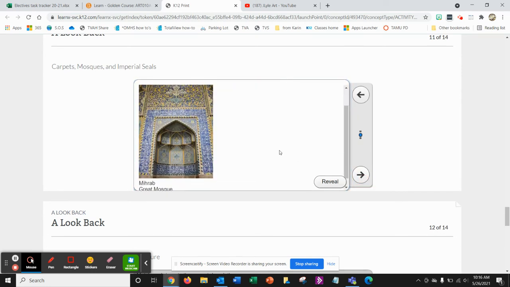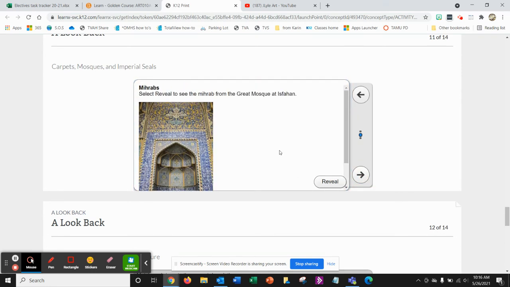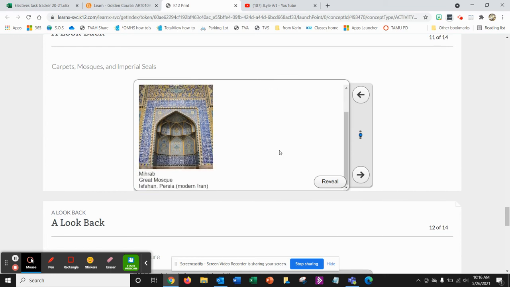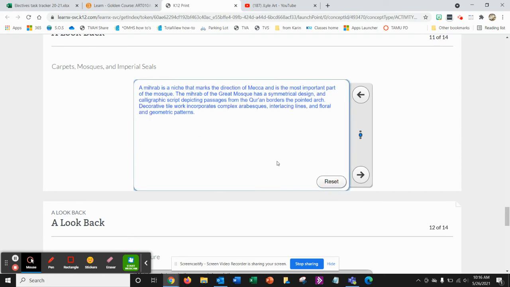So what could be said a little bit more about the mihrab from the Great Mosque in Isfahan? The mihrab is a niche that marks the direction of Mecca and is the most important part of the mosque. The mihrab of the Great Mosque has a symmetrical design and calligraphic script depicting passages from the Quran's borders, the pointed arch. Decorative tile work incorporates complex arabesques, interlacing lines, and floral and geometric patterns.